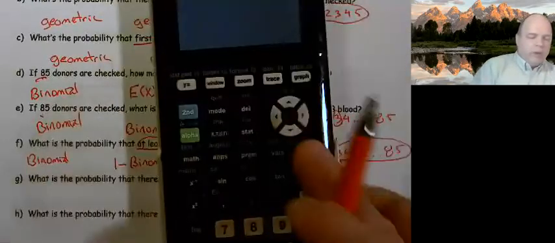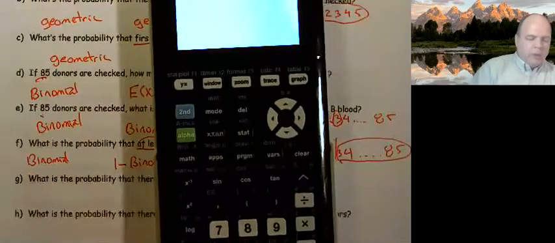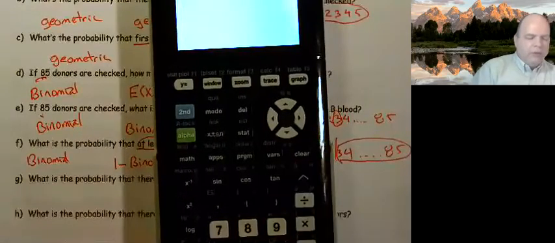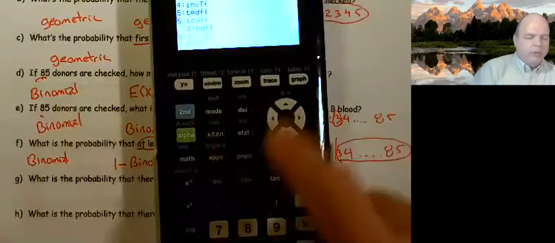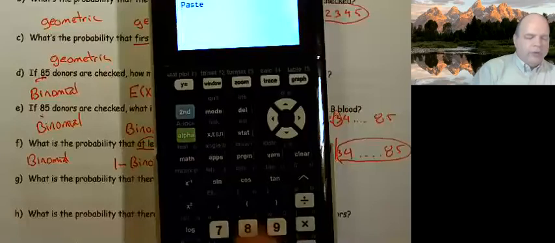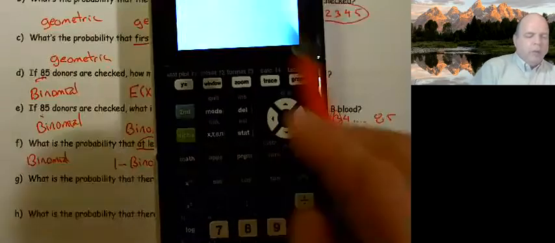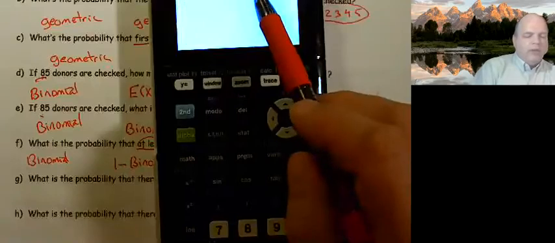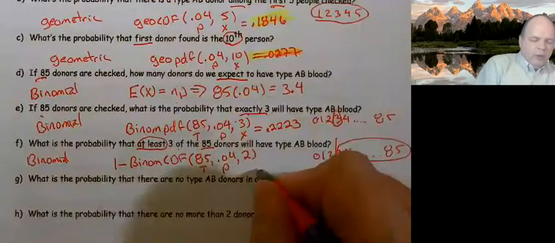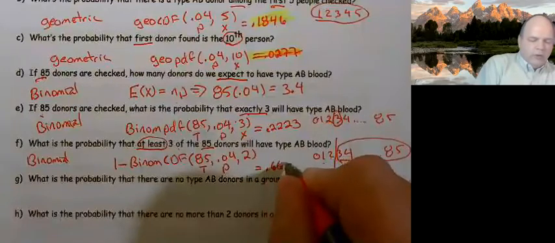So here we go. We're going to do this all in one step. So we're going to go 1 minus second vars binomial CDF. Trials is 85. Our probability is 0.04. And our X value, be careful, is 2. And when we do that, we get 0.6657. All right, so our answer is 0.6657.